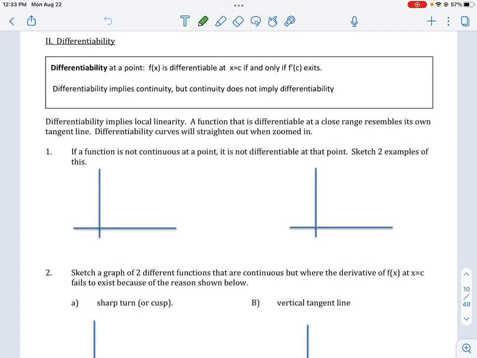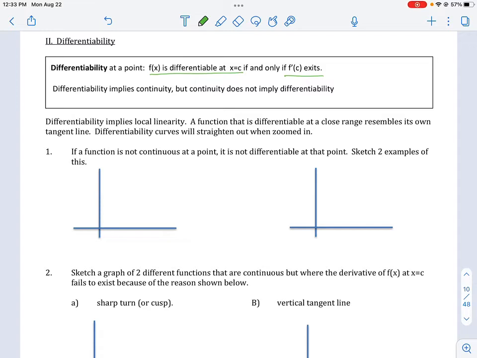Okay, we're going to talk about a word called differentiability. Differentiability at a point means that the derivative exists at a point. So basically it just means that the slope exists at that point. So if f of x is differentiable at some point x equals c, then we say f prime of c exists. Now, differentiability implies continuity.